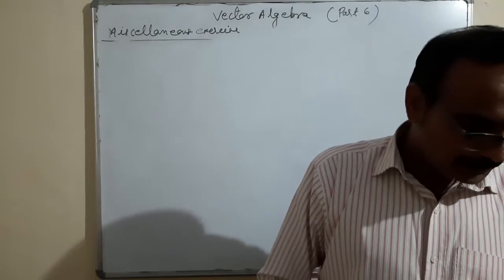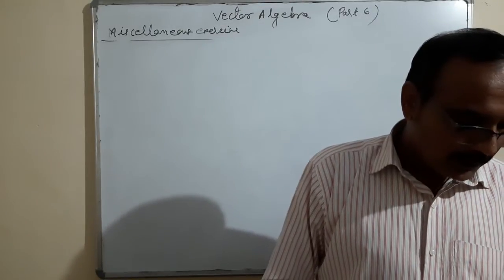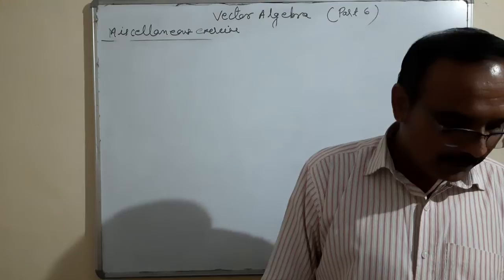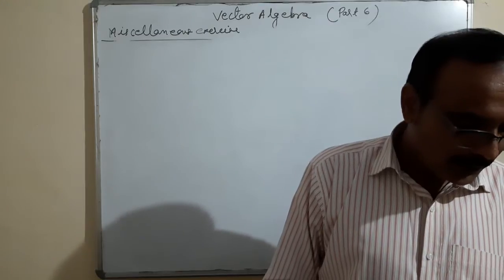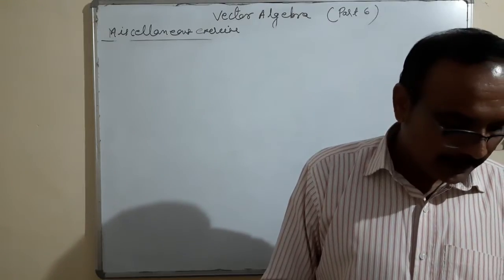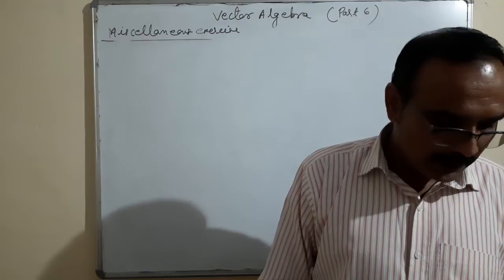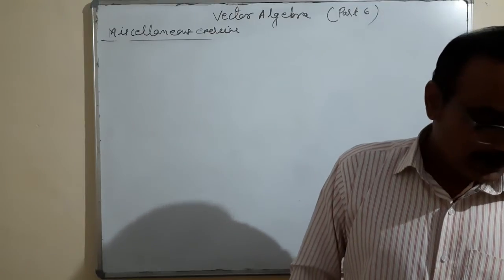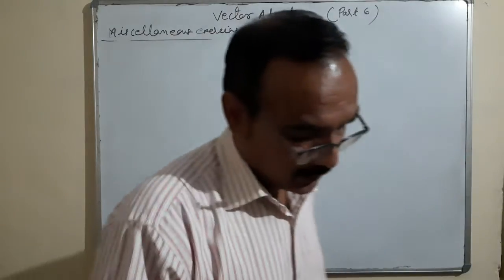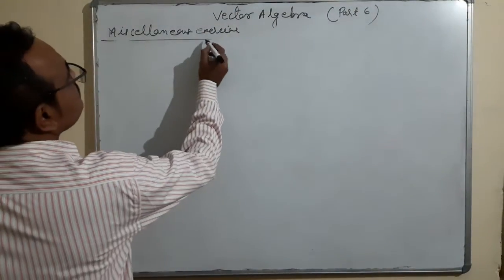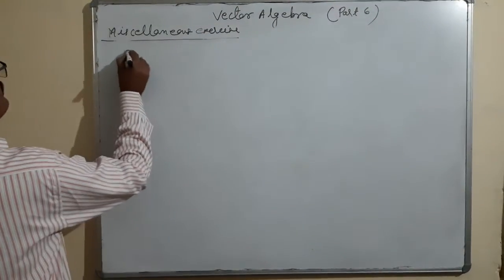Question number 10. The two adjacent sides of a parallelogram are given. Find a unit vector parallel to its diagonal. Also find the area. It's also an important question. I am solving question number 10.